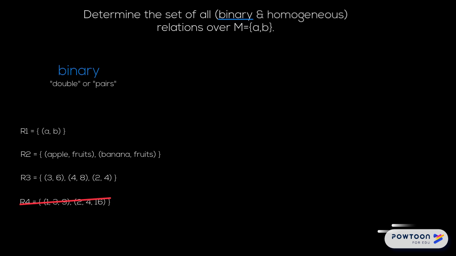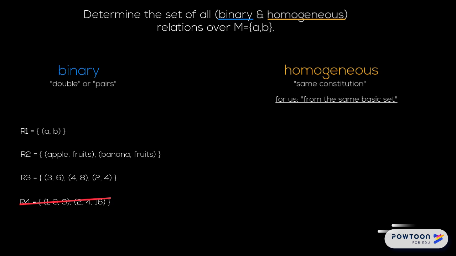The same facts apply for the property homogeneous. A homogeneous relation will face elements from the same set. That means it will relate to just one set. In our task, this is M with a set of A and B. In homogeneous relations, the type of relation, for example pairs or triples, doesn't matter. It's only important that the elements that are in relation to each other are elements of the basic set. This is M in our case.